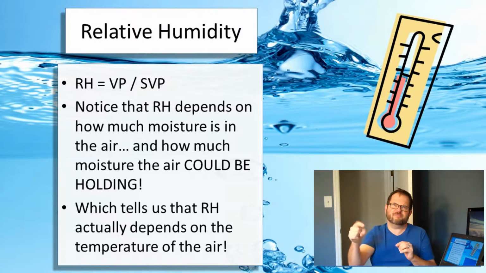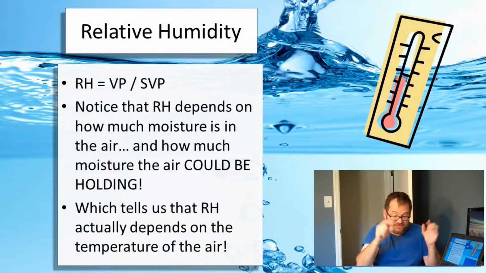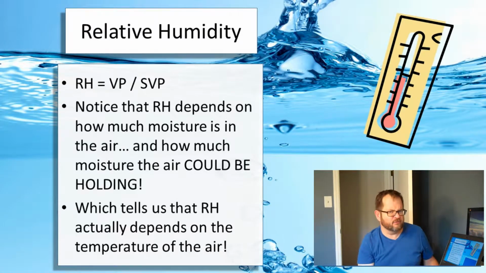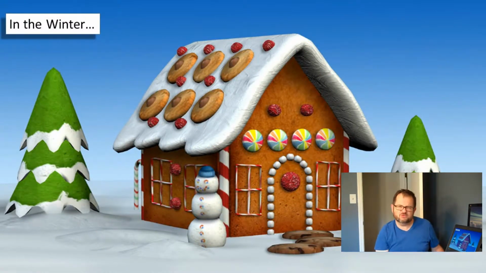But how much water vapor the air could be holding depends on temperature. That's what the Clausius-Clapeyron equation tells us. So relative humidity depends on two things: how much water vapor is in the air and the temperature of the air. That is a weird thing about relative humidity, and it kind of makes meteorologists uncomfortable. I mean, why would the way we like to describe moisture depend on the temperature of the air? Well, it turns out to be perfectly reasonable. Let's work through and see how this works.